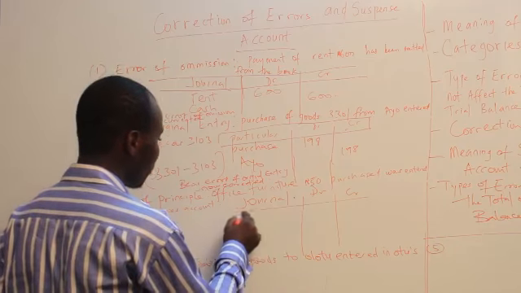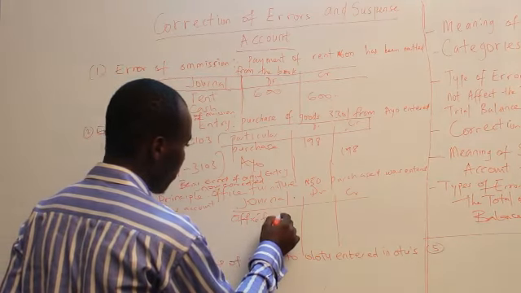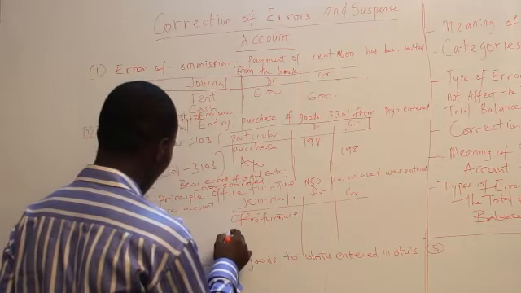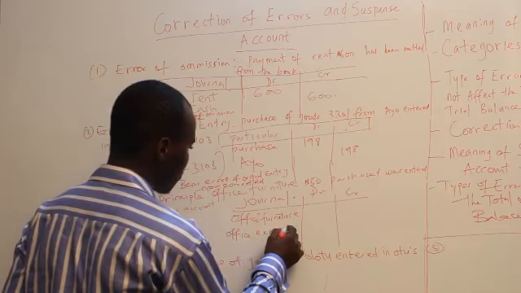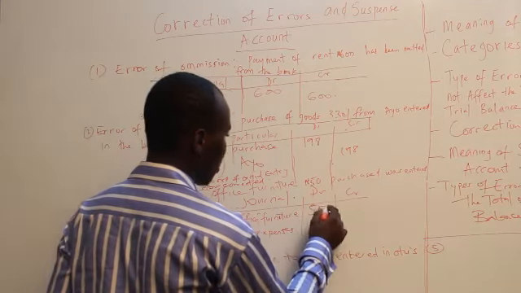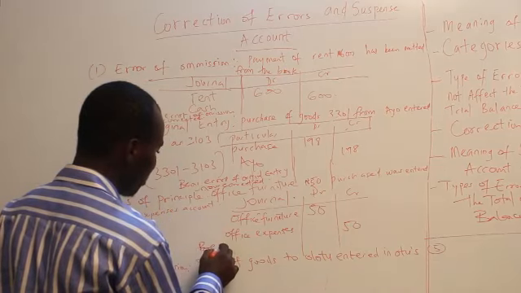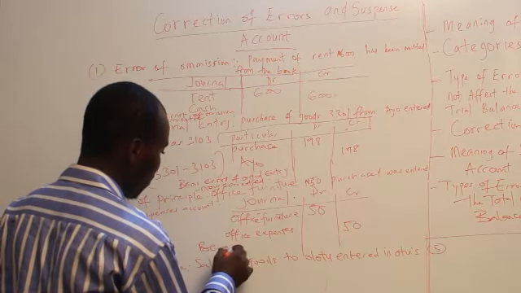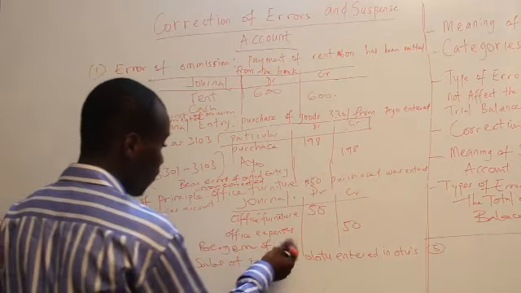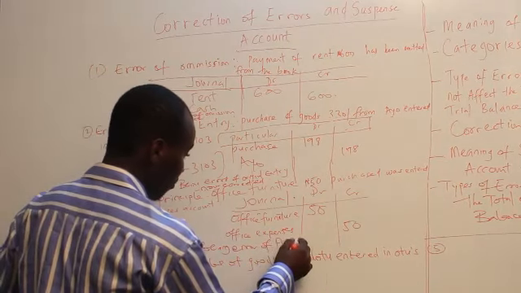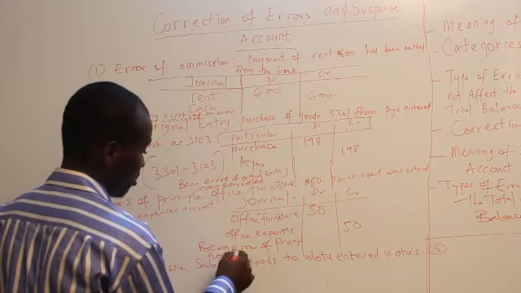So we have office furniture and office expenses. We have 15 naira, we have 15 naira. We can take as narration, being error of principle now corrected, a brief explanation of what you have done in the journal. You can explain it that way.